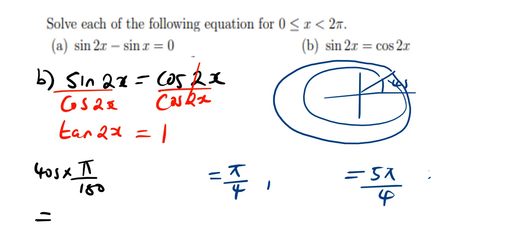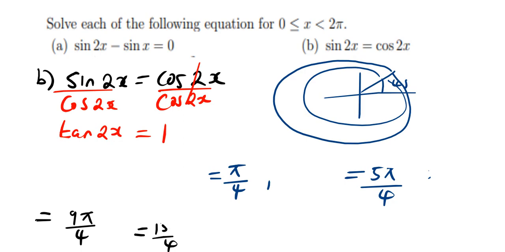It's giving me 9 pi over 4. Then the other one is 585 times pi over 180. It's giving me 13 pi over 4. If these are our answers, what are you supposed to do?